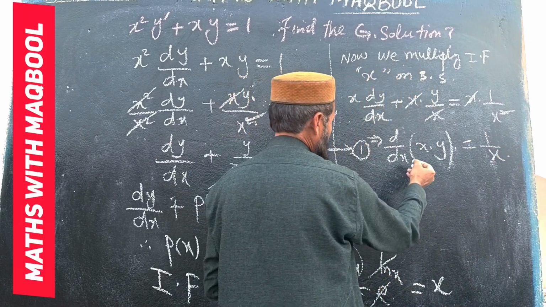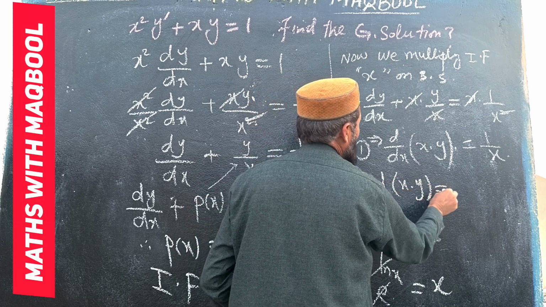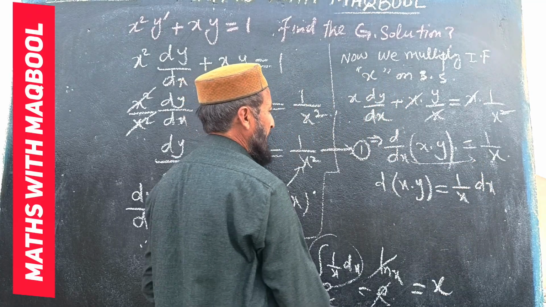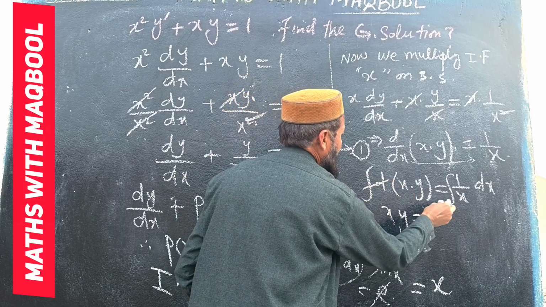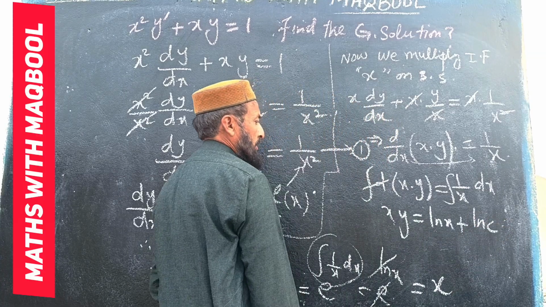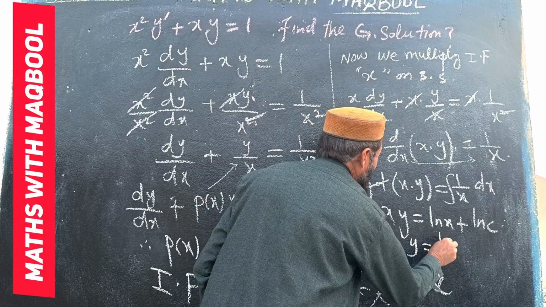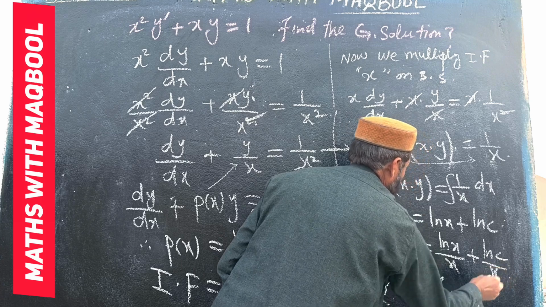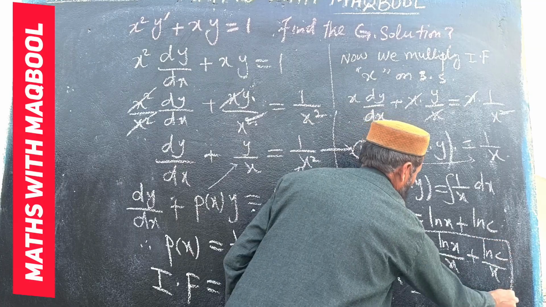Now dx is multiplied on both sides, so d of x into y is equal to 1 over x into dx. Now taking integration on both sides, x and y is equal to log of x plus log of c. Now we require the value of y, so we can write y is equal to log of x divided by x plus log of c divided by x. So this is the general solution of y, the answer of this question.